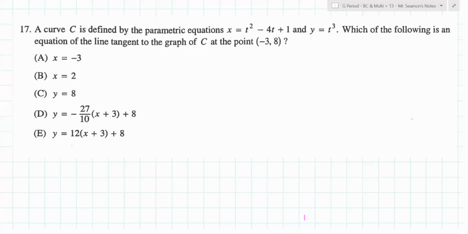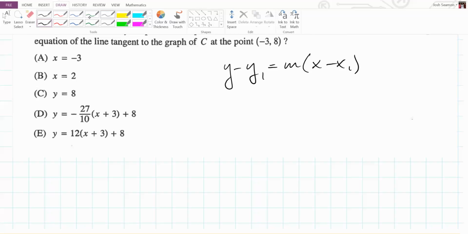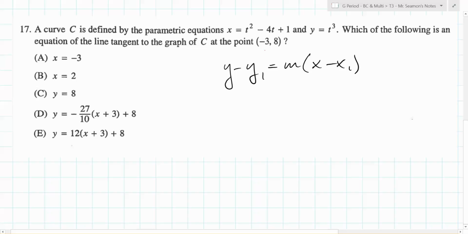Which of the following is an equation of the tangent line at the point (3, 8)? In order to find the equation of a line, what's that form of a line that we really like in this world? Yeah, y minus y1 is equal to m times x minus x1. So what do we already have? y1 and x1. Yes, we already have y1 and x1.